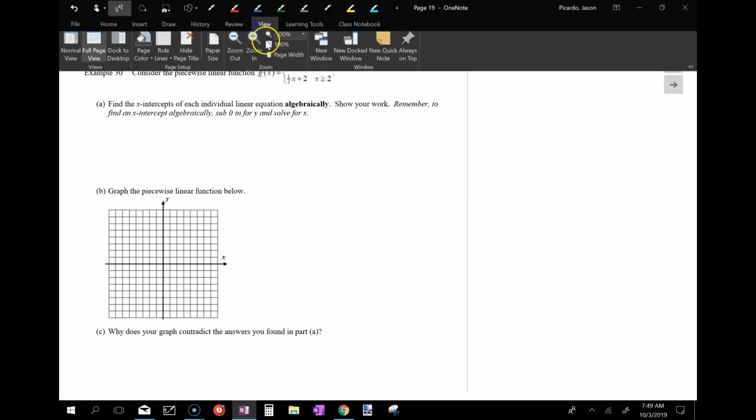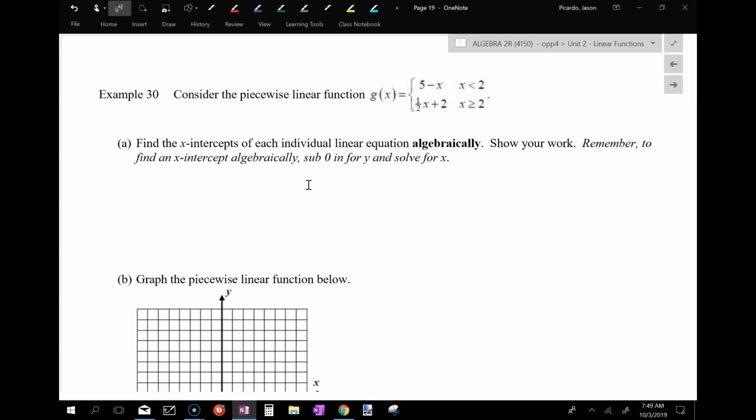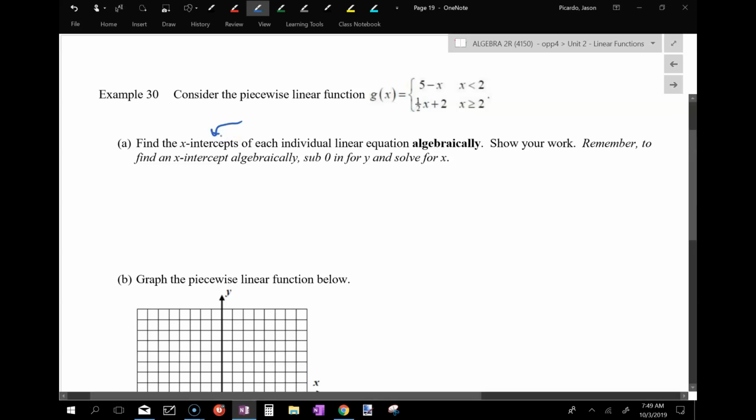All right, here we go. Consider the piecewise function. Find the x-intercept of each algebraically. Guys, when you say x-intercept, what does that mean? Zeros, what's another word for that? Roots, right? And when I talk about x-intercepts or roots, that's where the y value equals 0, right? Always. So, what do I want to do? I want to take this equation and I want to figure out where the y value equals 0.